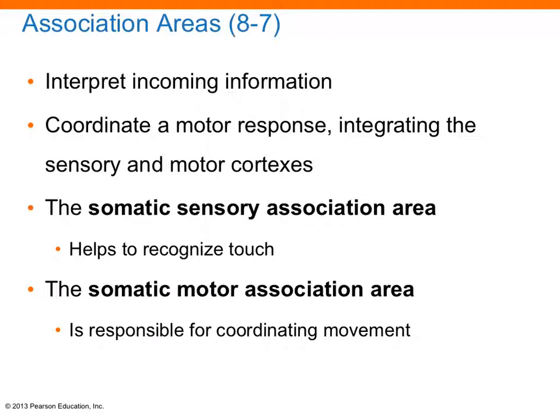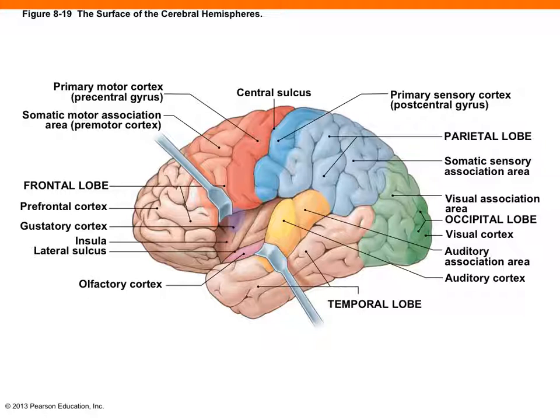Now, one of the things we need to look at is the association areas and how we coordinate responses by integrating sensory and motor cortexes. The somatic sensory association area helps us recognize touch, whereas the somatic motor association area helps us coordinate movement. This just shows you the different parts of the brain. You see the frontal lobe, the parietal lobe, the occipital lobe, and the temporal lobe.